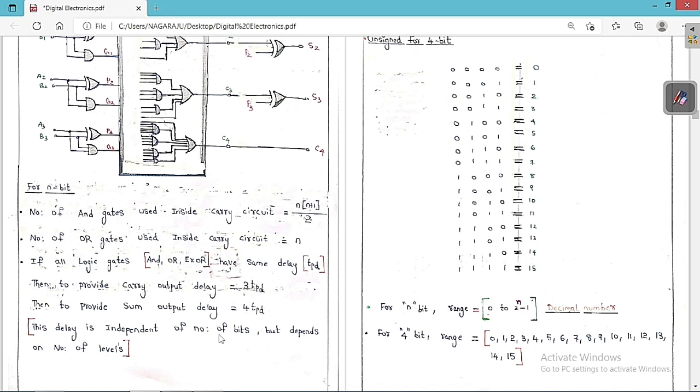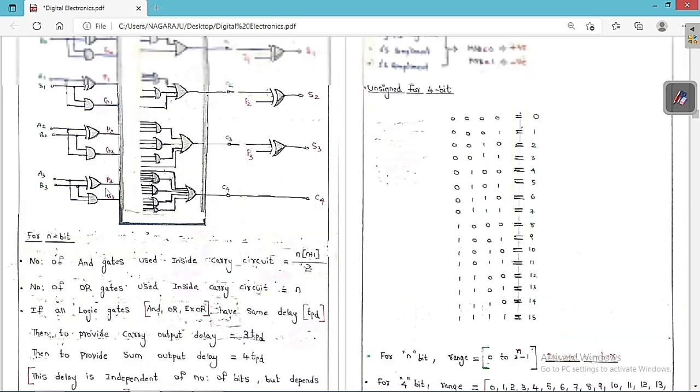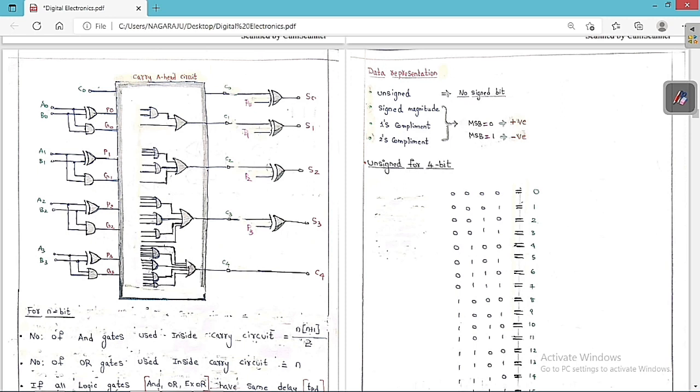This delay is independent of the number of bits, but depends on the number of levels. No matter what the bits are, it is only depending upon the number of levels: level 1, level 2, level 3 and level 4. So this delay depends only on the number of layers, but it is independent of the number of bits. No matter how many bits we are adding or subtracting, the time delay is independent. It depends only on the number of levels.